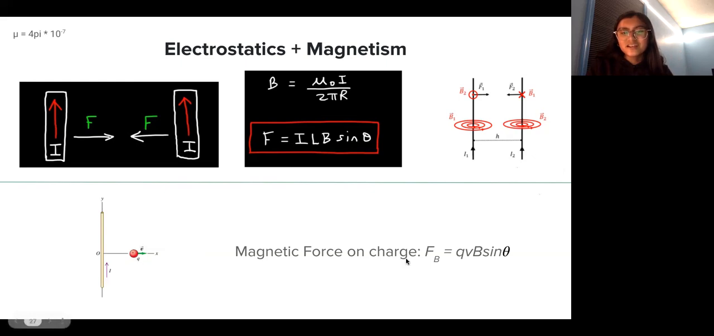And then if you're finding the magnetic force on a charge from a current carrying wire, you can use this formula of q v B sine theta. So here you have your current carrying wire. This charge involves some velocity. And then q is the charge of the particle itself.